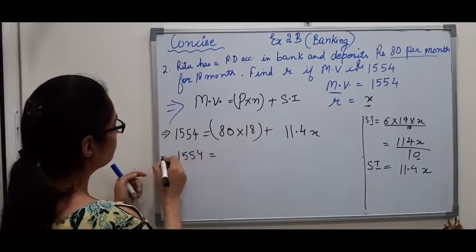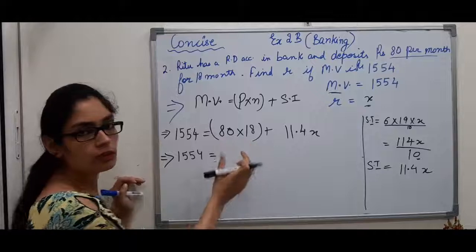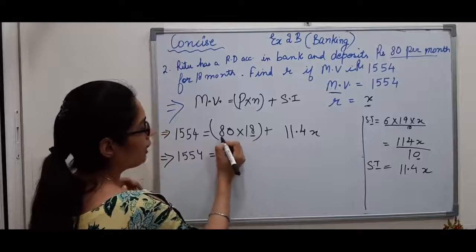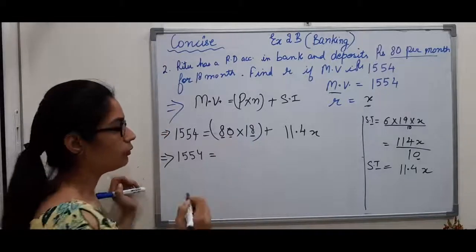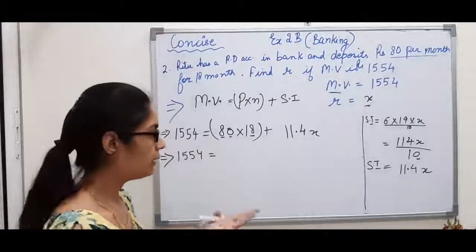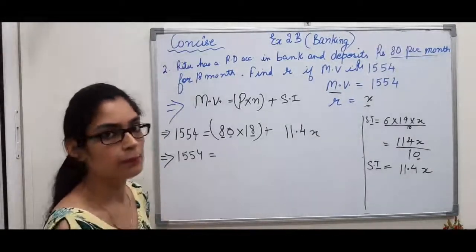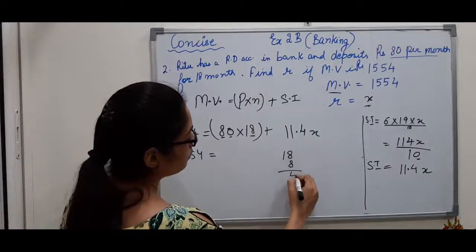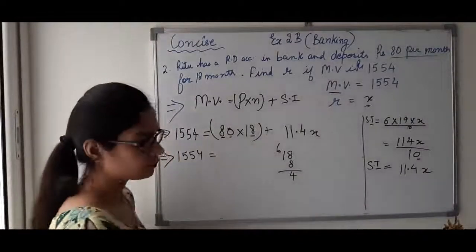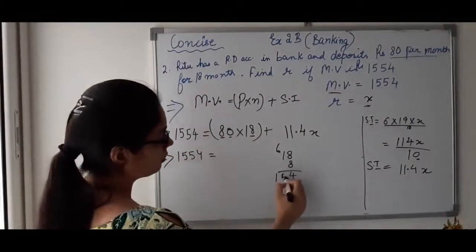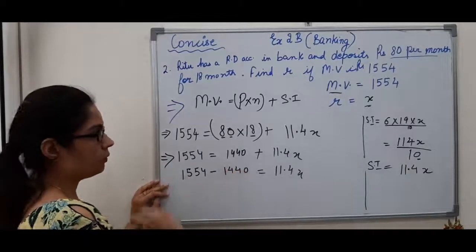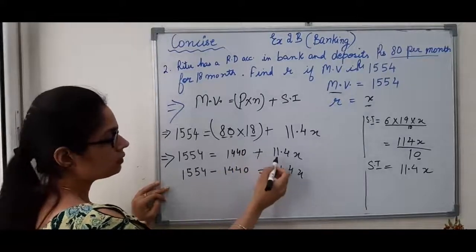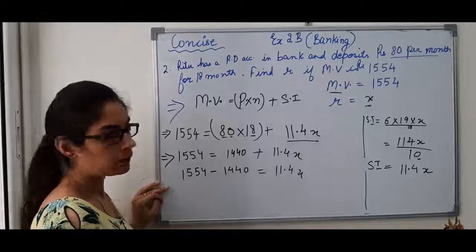1554 is equals to 80 into 18. First of all, I have to solve the bracket. I will multiply 80 into 18. So this 18 I will multiply with 8, because I have told you whenever 0 is there, you can directly put the 0 in the answer, or however many zeros are there, the same number of zeros you can put in the answer. Now 18 into 8. So on multiplying 80 with 18, I got 1440, plus this is the value of simple interest.